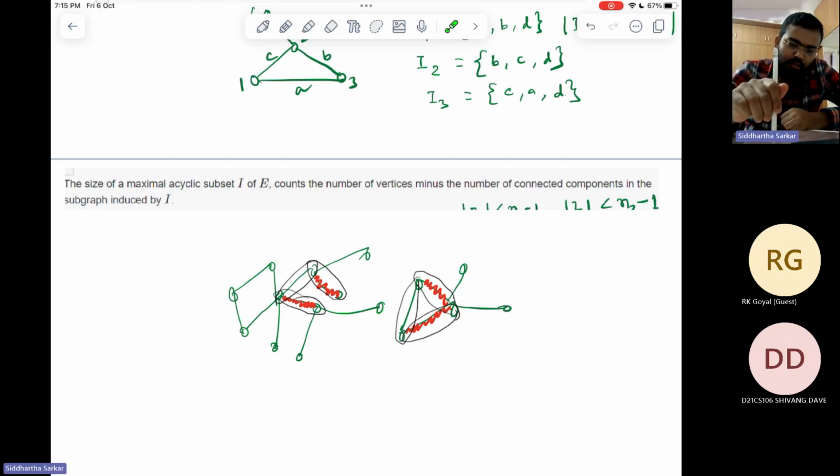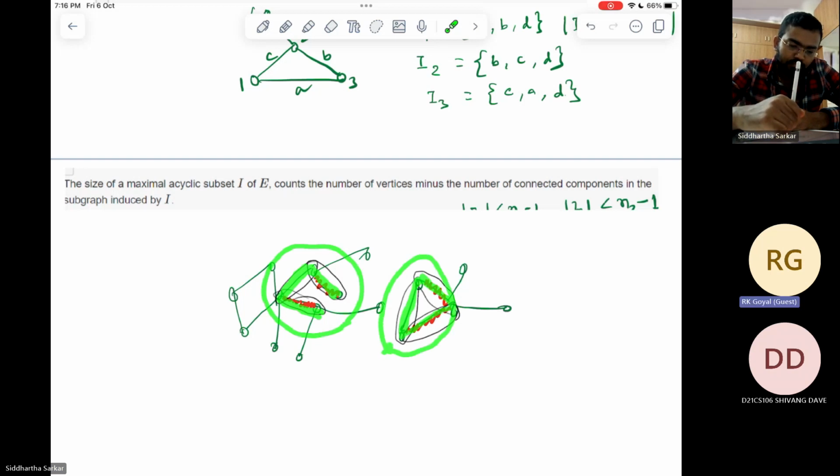Consider the subgraph induced by I. These three edges form one component and these three edges form another component. These four vertices are giving rise to three edges and these three vertices are giving rise to three edges. So this is the entire subgraph induced by I. There are two connected components. This is one connected component, and this is another connected component.